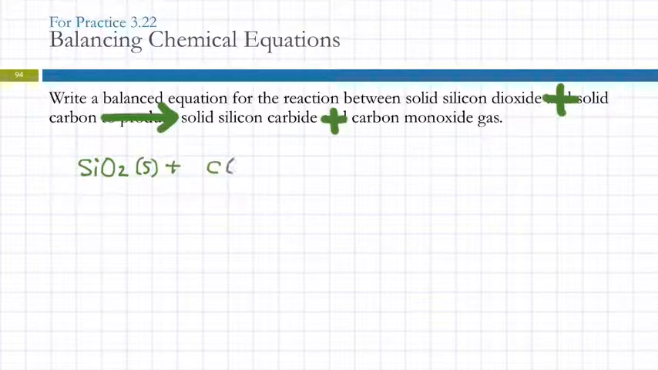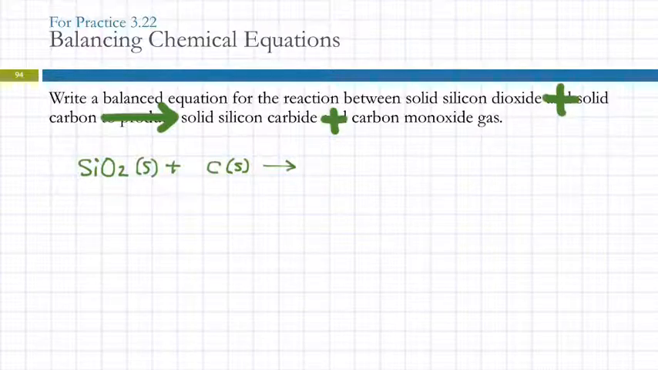No. This is where you need to know those diatomic elements. There's 7 of them. If those show up by themselves, they need to be O2 or Cl2 or whatever. Carbon's not one of them. It's a molecular element. Then we have our arrow, and then we have solid silicon carbide.